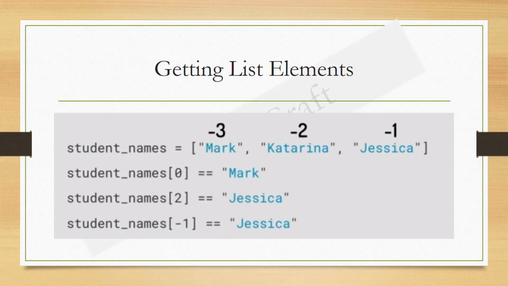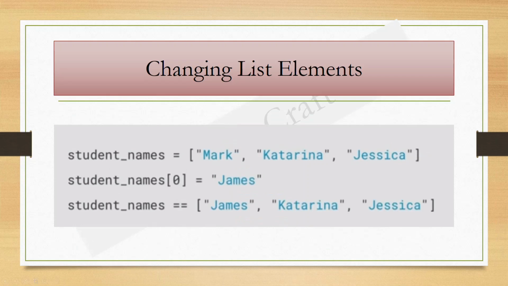Replacing an element in the list is also easy. So let's say student_names[0] = "James". If we now print student_names, we see that Mark is gone and that James took his place.